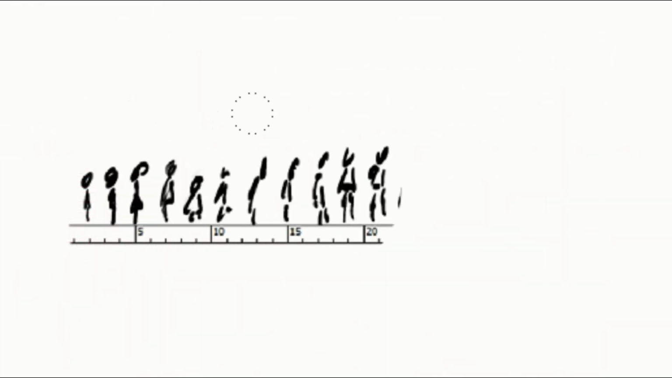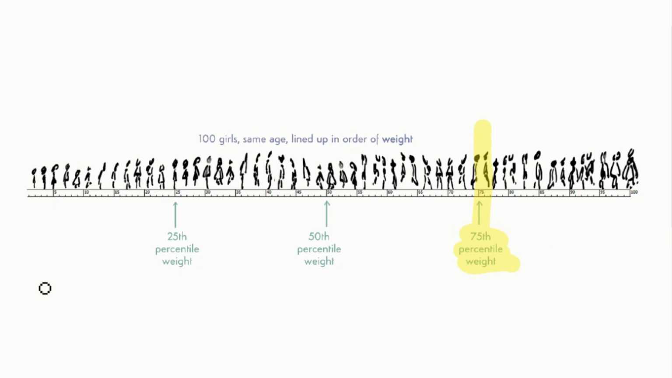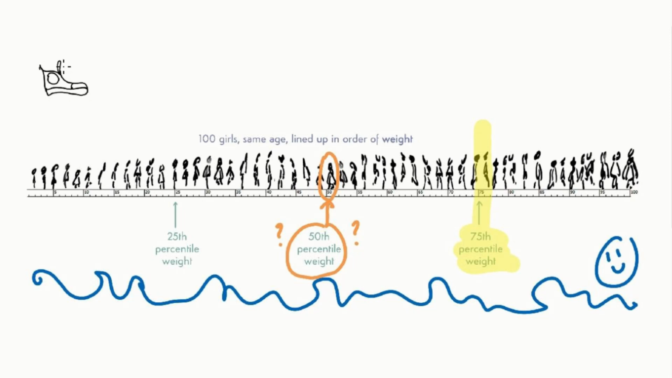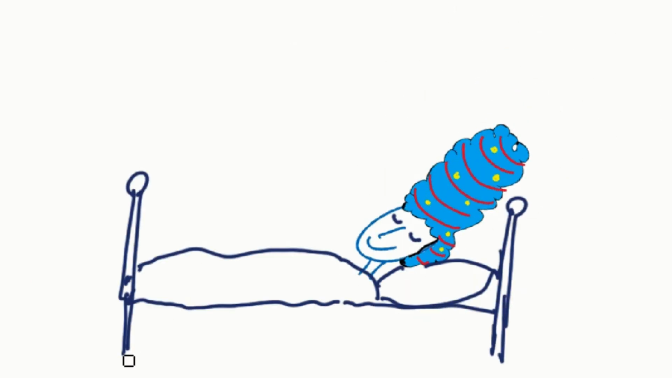What that means is if you lined up 100 girls of that age by order of weight, this girl would be 75th along the line. It means she's part of normal human diversity. There is no reason at all why we should all be on the 50th percentile, which is the middle of a distribution. In the same way as we shouldn't all have the same shoe size or the same hair color, and we don't all need the same number of hours of sleep.